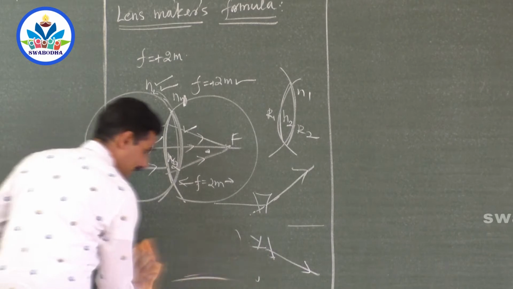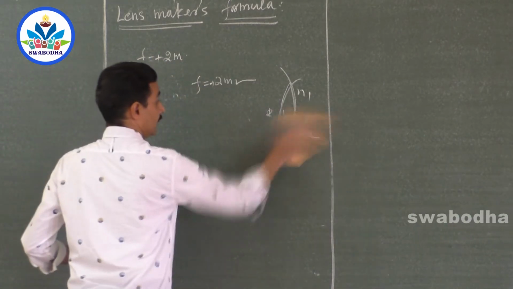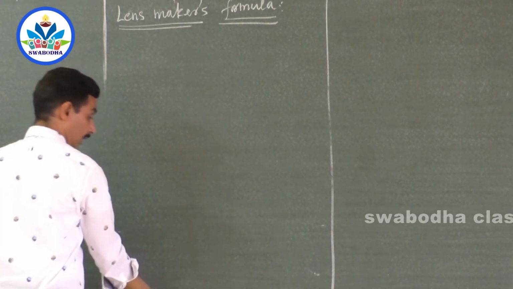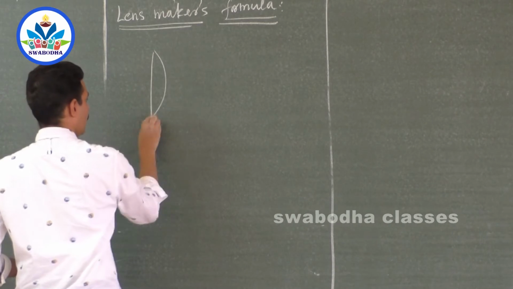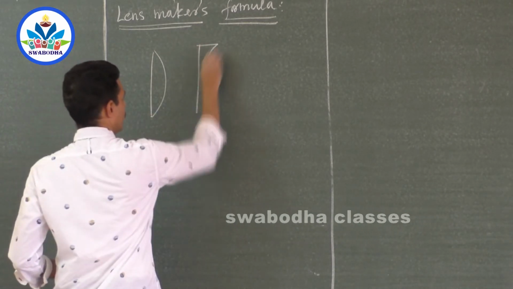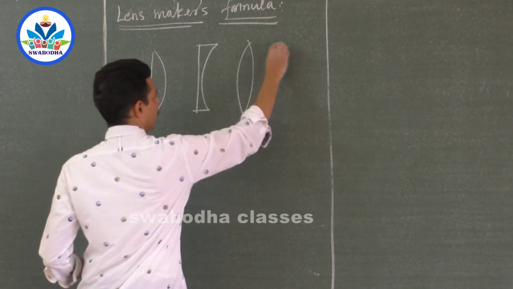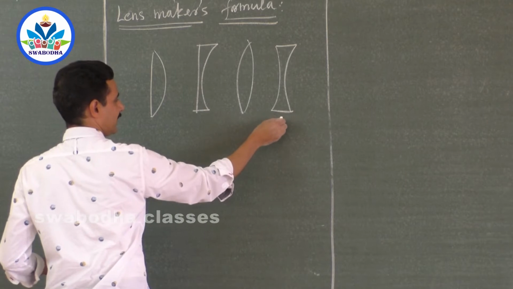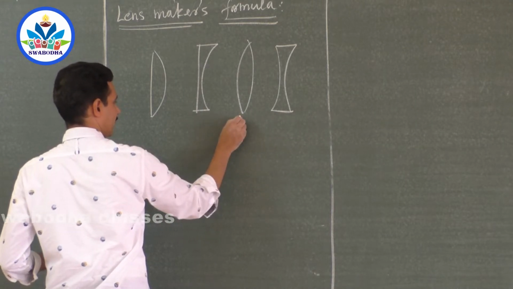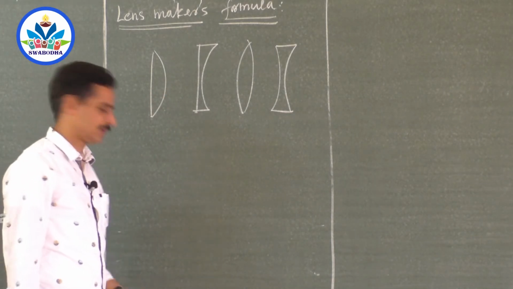And a lens is an optical medium bounded by two surfaces, and either the two, or at least one surface, one plane surface. This is plano-convex, this is plano-concave, biconvex and biconcave. Double convex, double concave or biconcave, double convex or biconvex, plano-concave, plano-convex. You can have any type of lens.